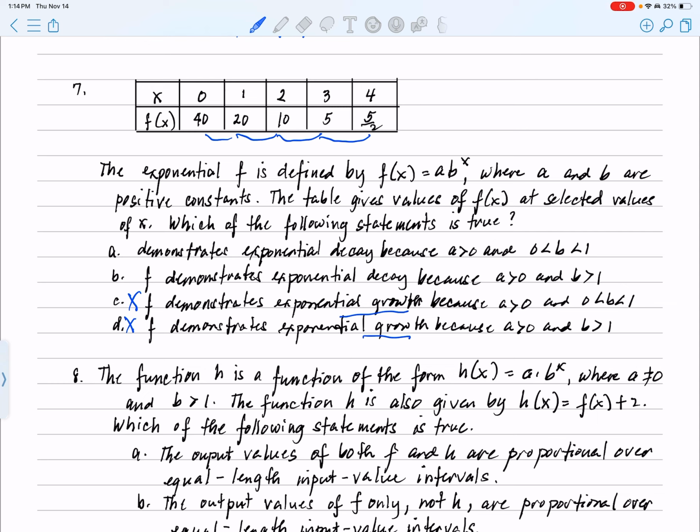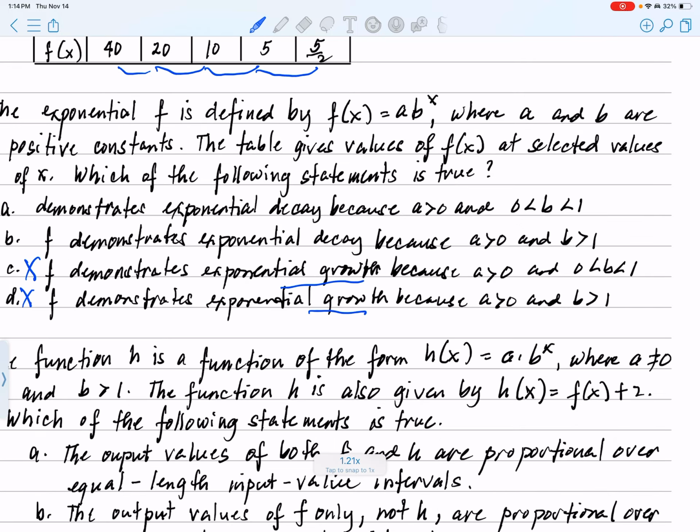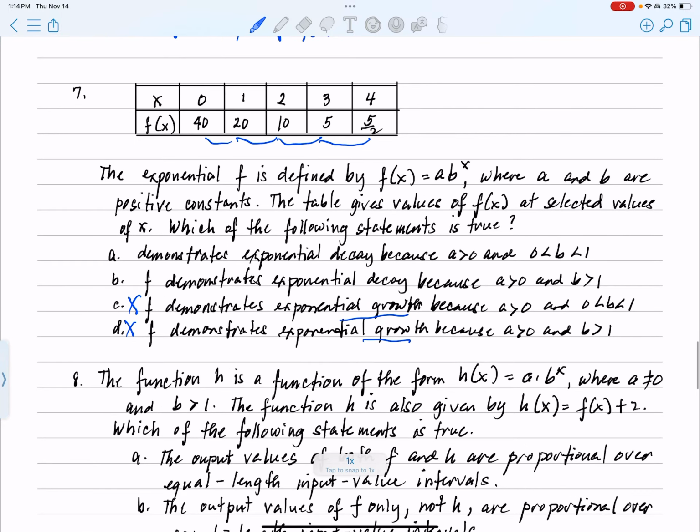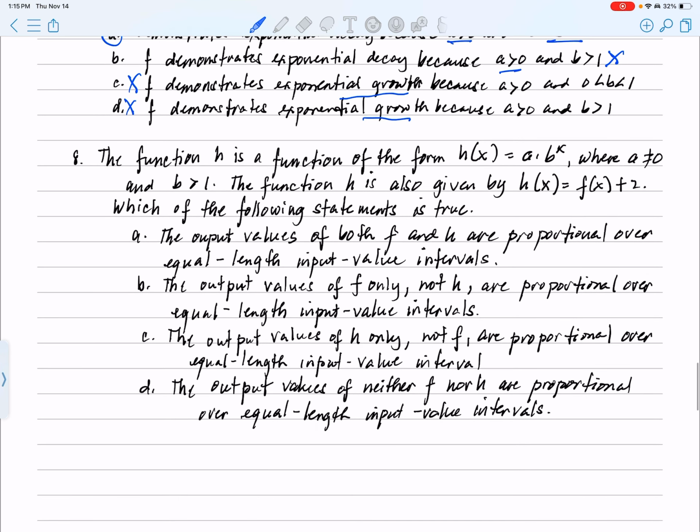So let's check. A demonstrates an exponential decay because a is greater than 0 and b is less than 1. Okay, a is greater than 0, b is less than 1. This is the one. Because it's exponential decay, a is greater than 0, but b should not be greater than 1. Alright, that's it.